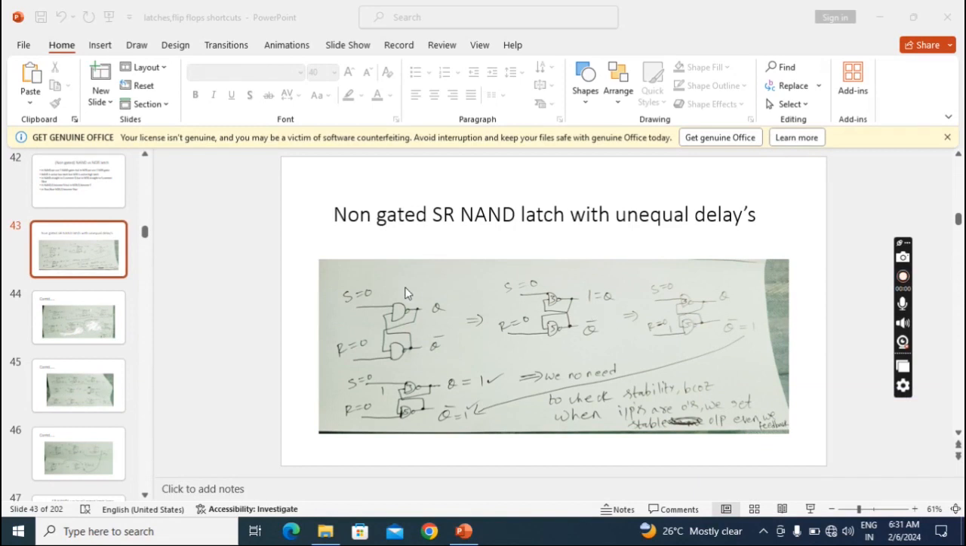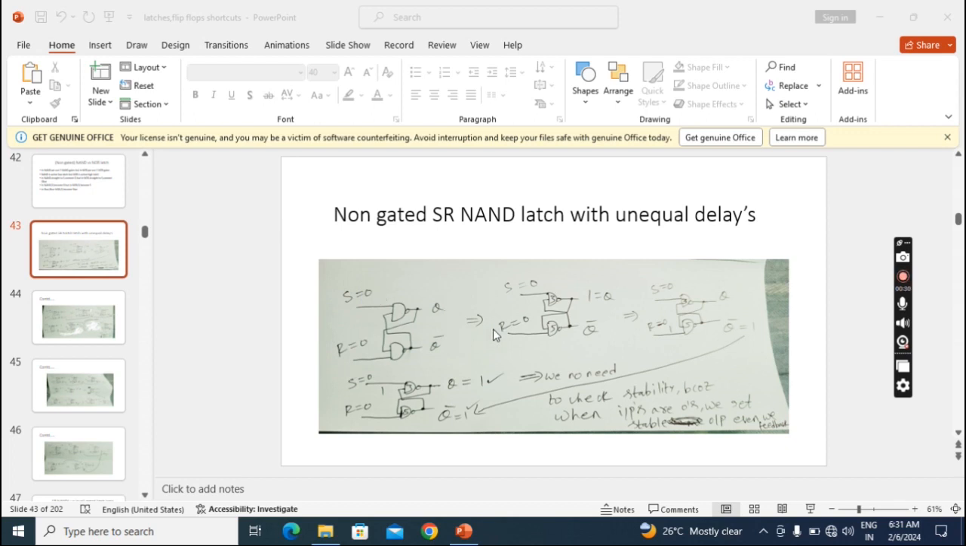Let us discuss the first condition. When we apply 0 0, what happens? With equal delays or without delays, when I apply 0 0, I check the output of both gates at a time. But with unequal delays, we should not check like that. What we have to do? Suppose now I applied S 0, R 0, and the outputs are Q and Q bar.